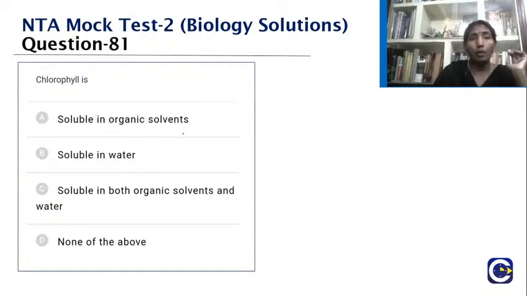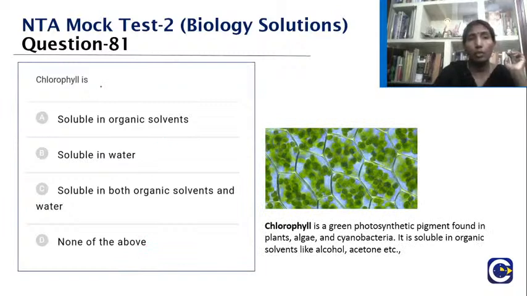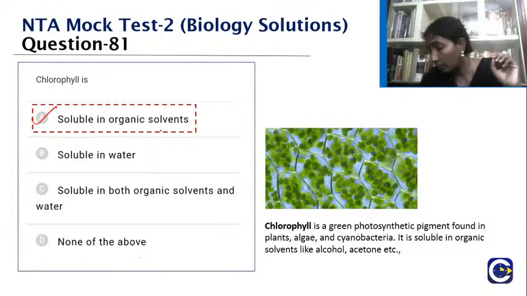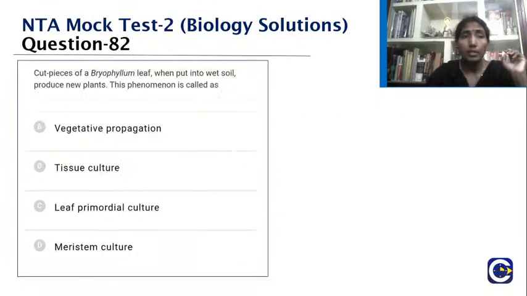Chlorophyll is soluble in organic solvents, soluble in water, soluble in both organic solvents and water, or none of the above. We know that chlorophyll, the photosynthetic pigment found in all plants, algae and cyanobacteria, is easily soluble in organic solvents, not in water or in both. The answer is soluble in organic solvents. Okay. Yes, students? Yes. So you can see the next one.